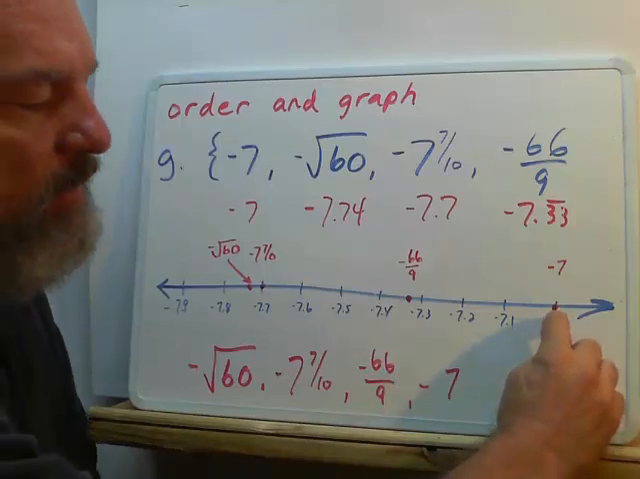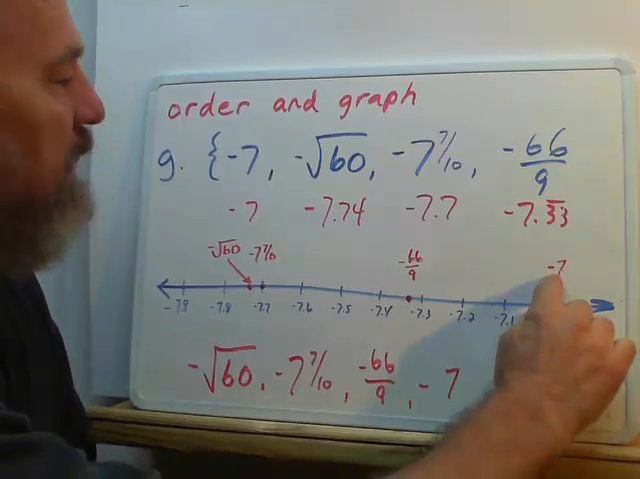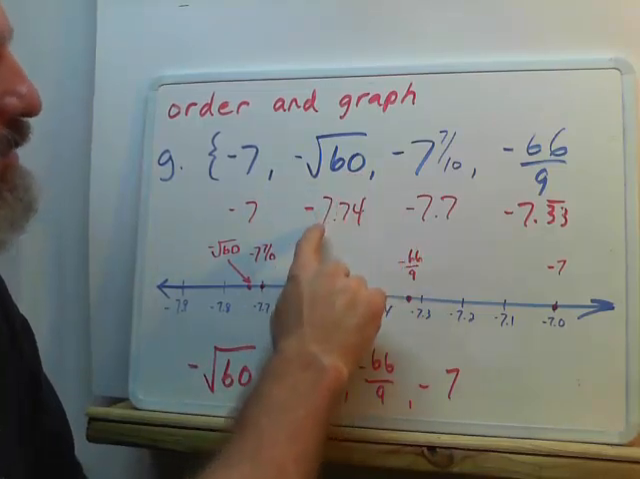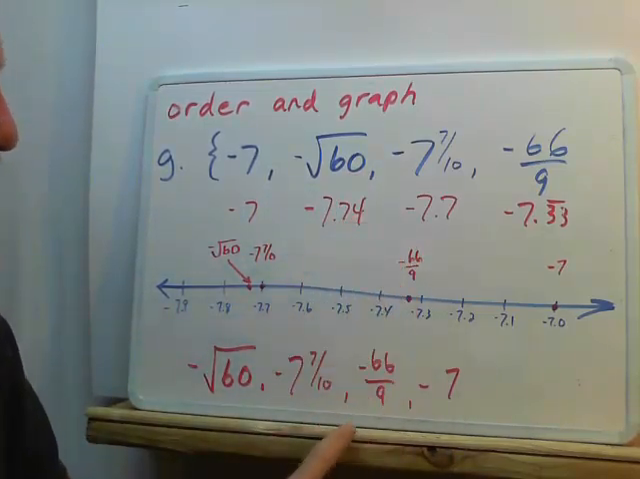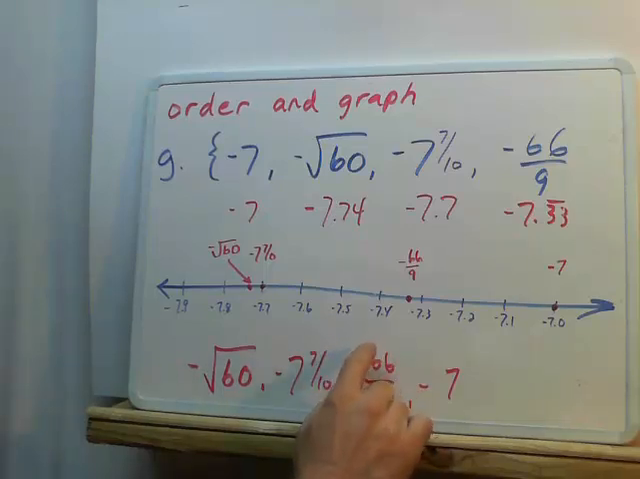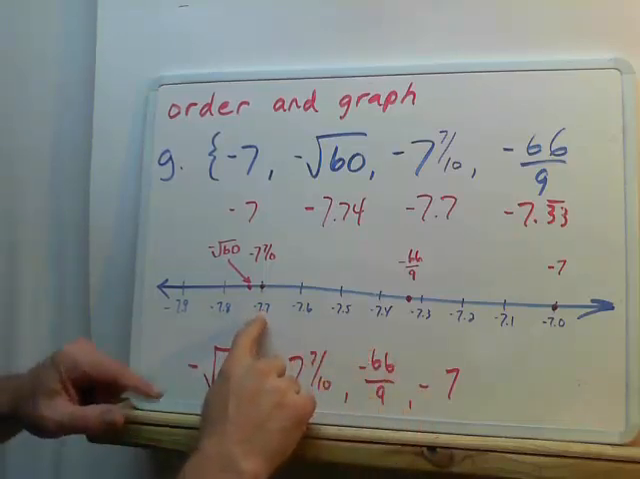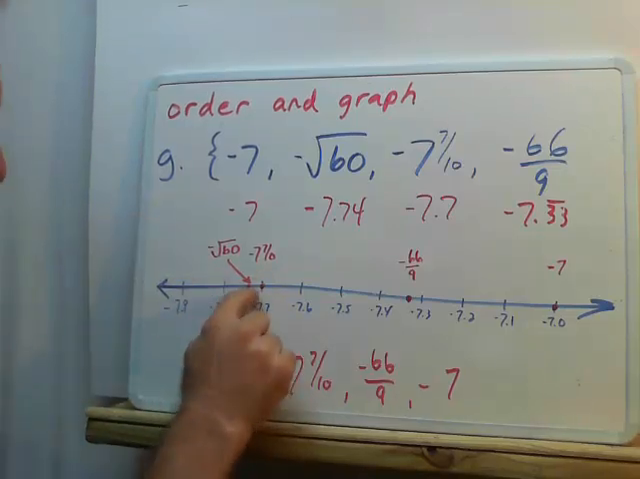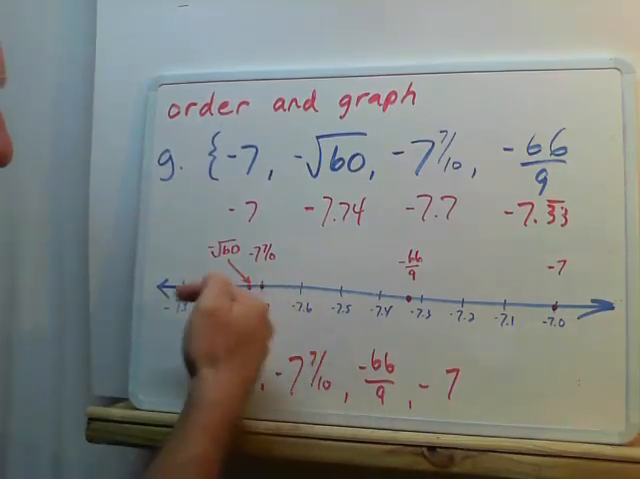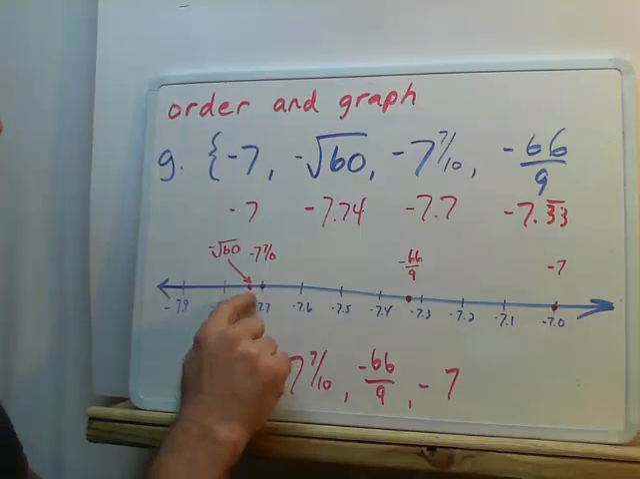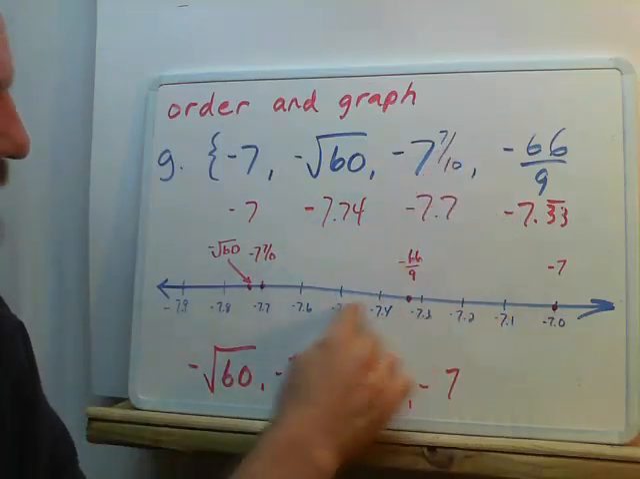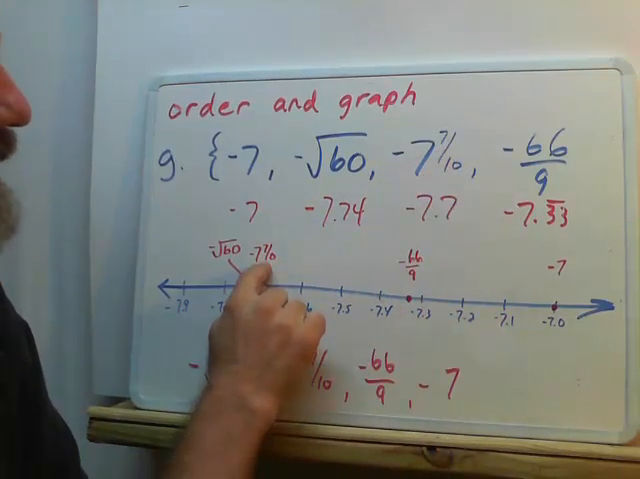-7 we can place right away. Right here it's -7, label that -7. Then we have the negative square root of 60, we have to place that at -7.74. So right here is -7.7, and 4/10ths more would be 4/10ths of the way from here to here, going that way, remember, don't forget that. So the negative square root of 60 would be right there. Next we're going to place -7 and 7/10ths. -7 and 7/10ths is right there.